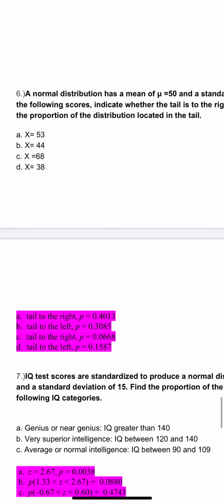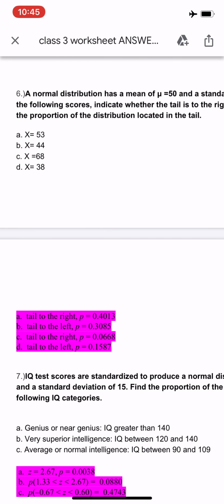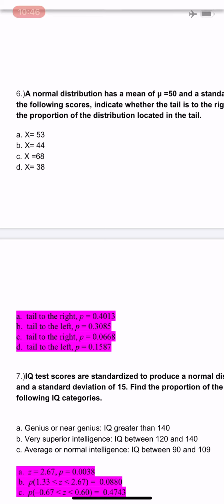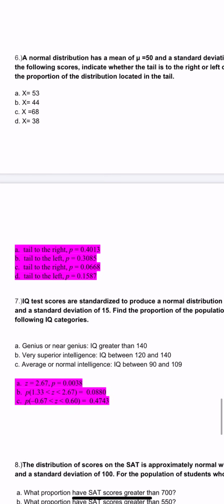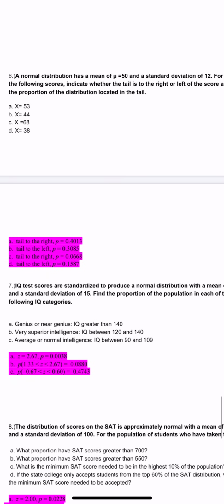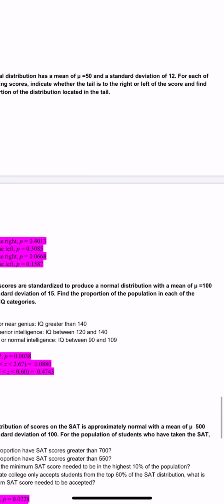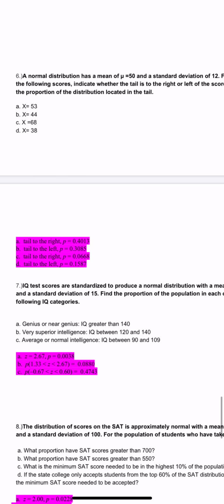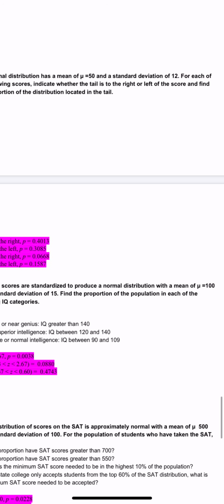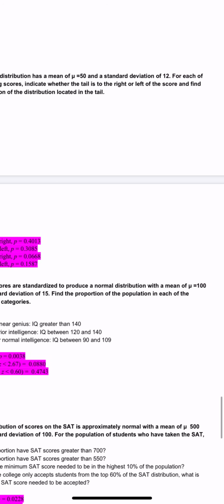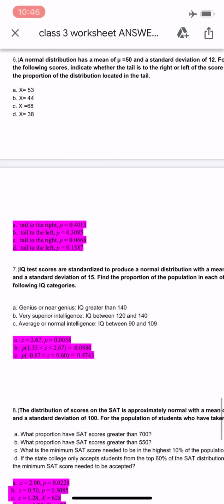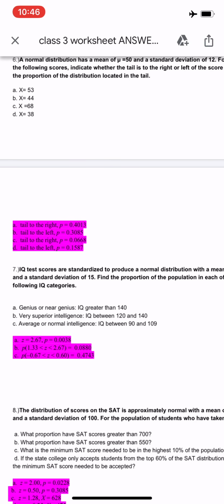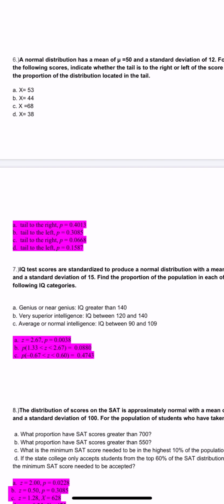So that answer will be a negative z-score, and the probability in the tail of that z-score is 0.1587. Okay. IQ test scores are standardized to produce a normal distribution with a mean of 100 and a standard deviation of 15. Find the proportion of the population in each of the following categories. So genius or near genius, IQ greater than 140, right?